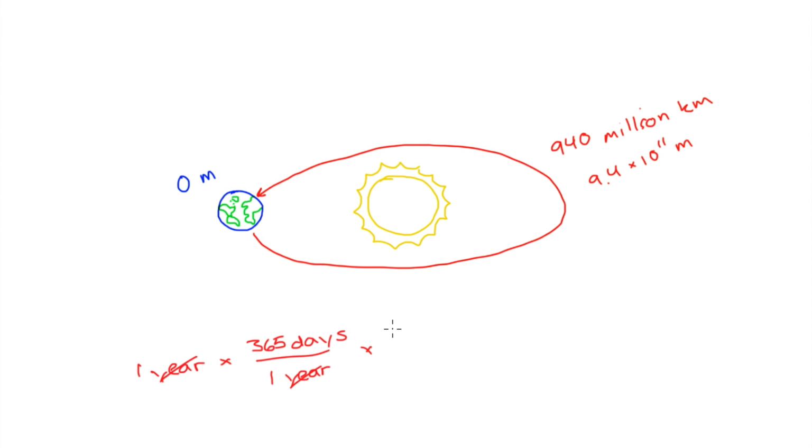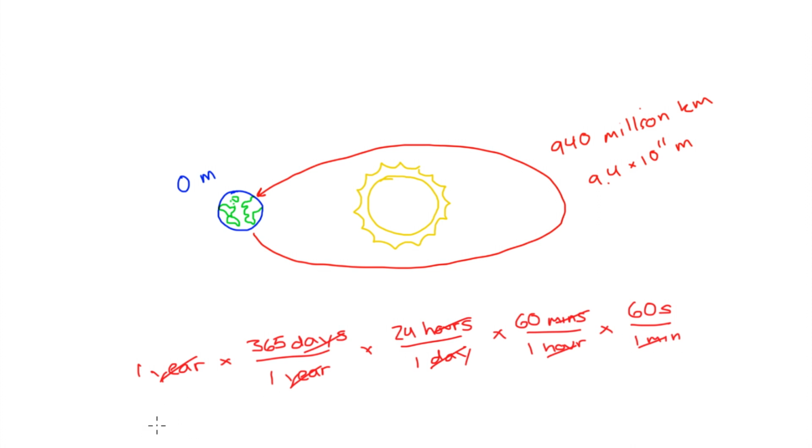Well, we have 24, or sorry, how many hours are in a day? We have 24 hours in a day over 1 day, and then you can cancel out days. Then how many minutes are in an hour? Well, you have 60 minutes in 1 hour. Then you cancel out hours. And finally, to translate it into seconds, you got 60 seconds per minute, and cancel out the minutes.